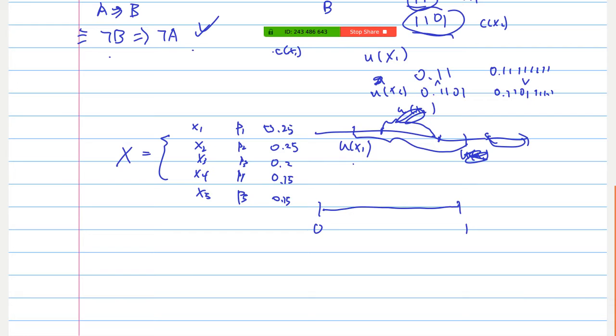So now I can draw this as a figure. I partition this interval between 0 and 1 by these pieces. I will have this length here, approximately. This is P1, this is P2, so this length is 0.25, this 0.25, and then this is 0.2, this is P3, and then this is P4, P5. It's not very nicely drawn, but you get my idea here.